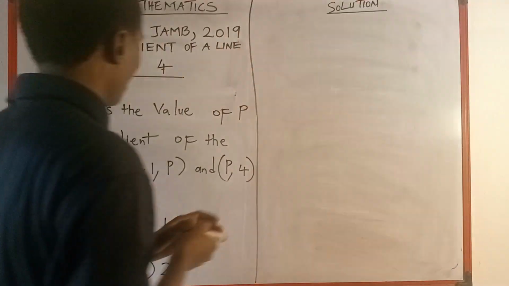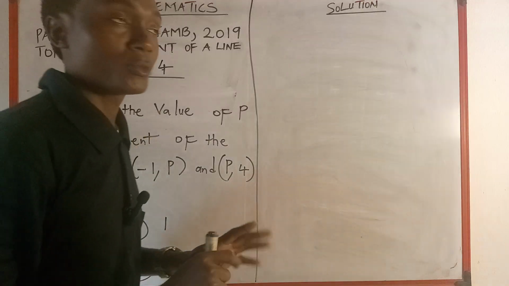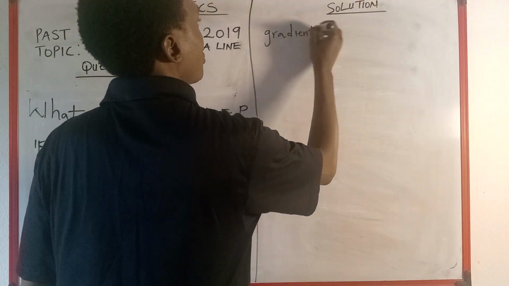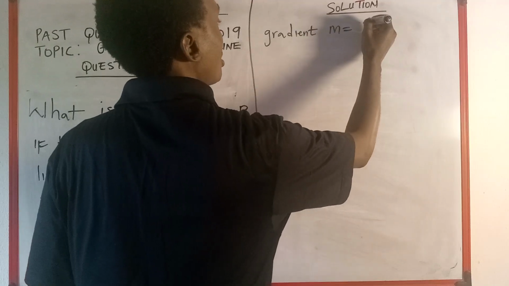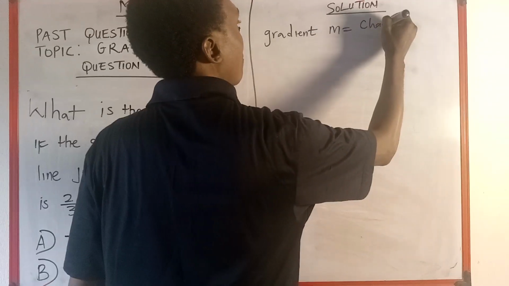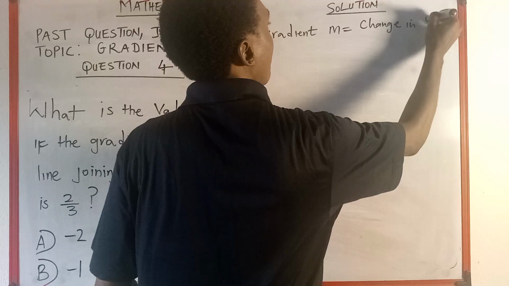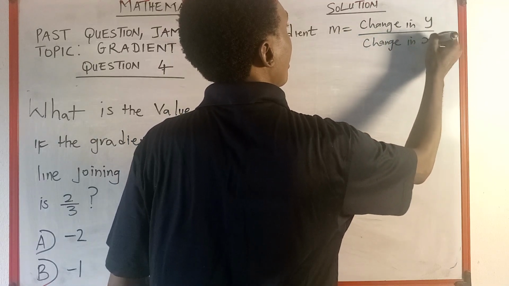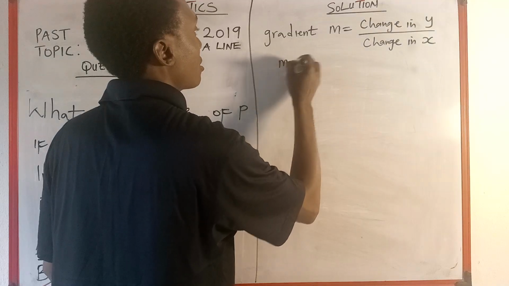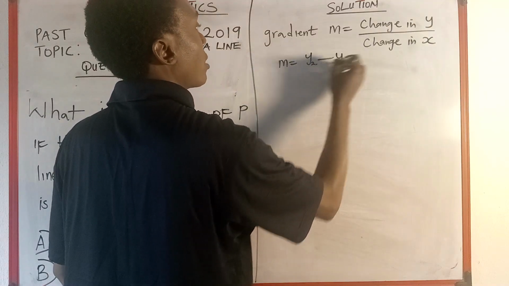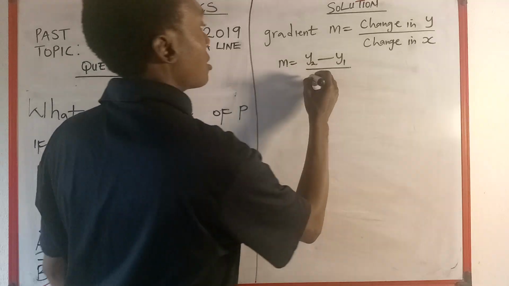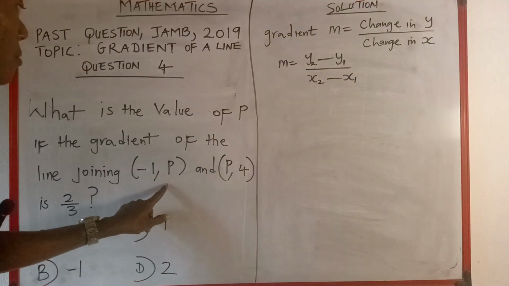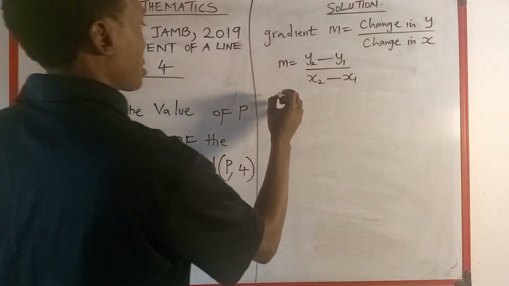Take note, this is a gradient equation, and gradient has a formula, which is M is given as change in Y over change in X. Once you say change in Y, it means Y2 minus Y1. Change in X means X2 minus X1. And two points are given here. These are the points.